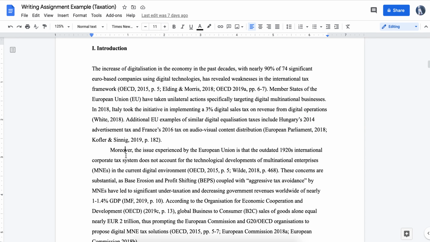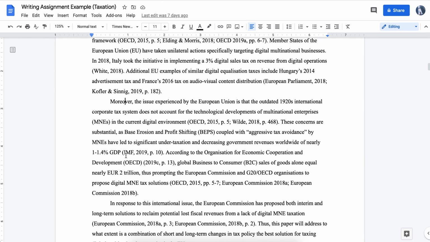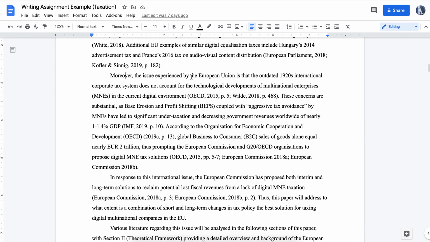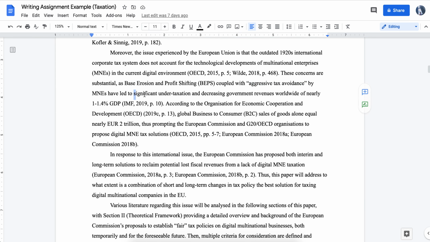And then in the second paragraph is where I'm identifying my problem. I'm saying that the European Union doesn't account for the technological developments. There's aggressive tax avoidance happening, and there's significant undertaxation, decreasing government revenue. So this is where I'm identifying the issue that I'm going to address in my paper. This entire paragraph I used for my problem identification.